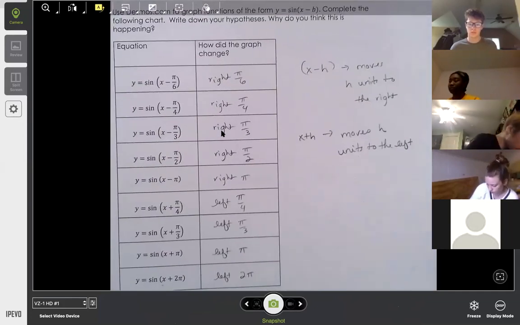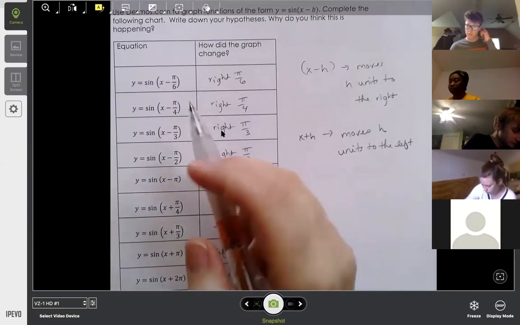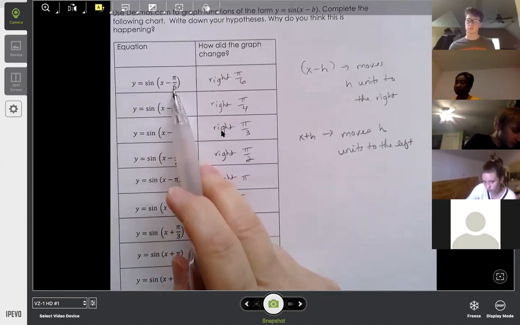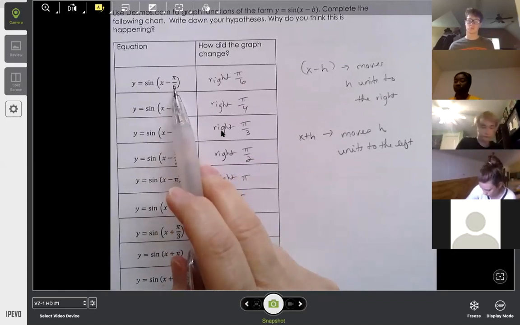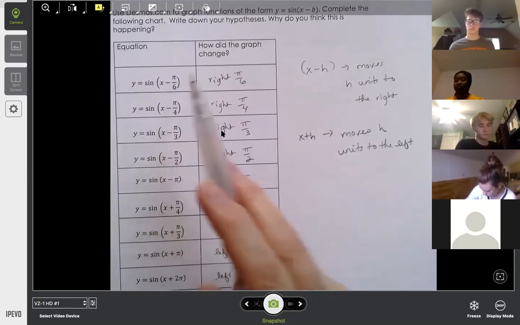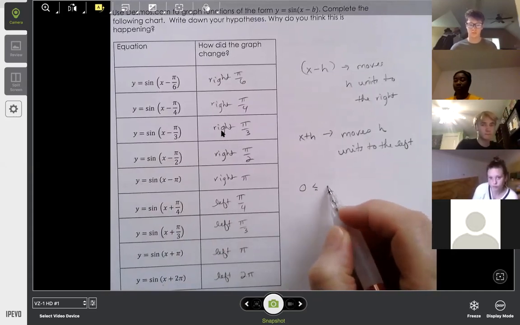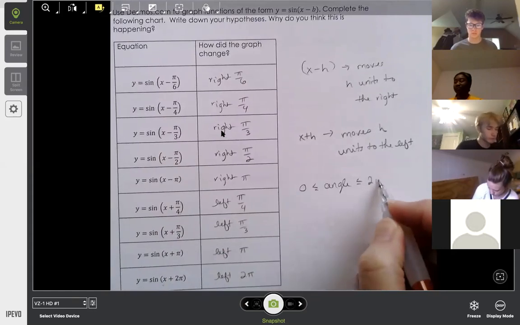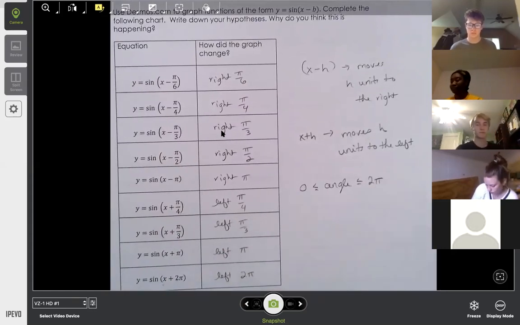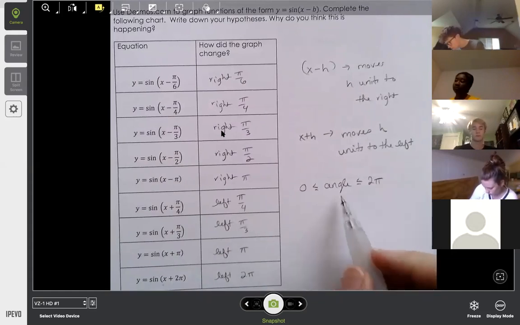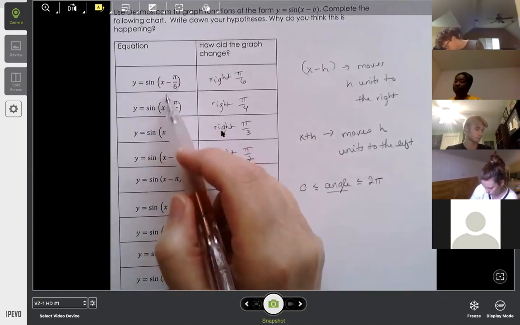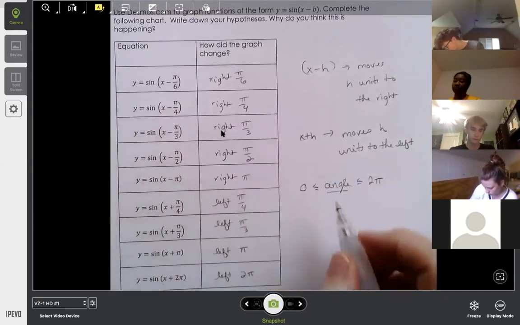Now, here's one thing that I think is helpful to understand why it's moving. It sort of seems like it's moving the opposite of the way you might think. Like minus pi over 6, it seems like we should be subtracting pi over 6, so it should be going pi over 6 to the left. Well, we know that as the angle goes between 0 and 2 pi, that's one cycle. That's one period. A period starts at 0 and ends at 2 pi. That's like our basic cycle. Well, the expression for our angle isn't just x now. It's x minus pi over 6.